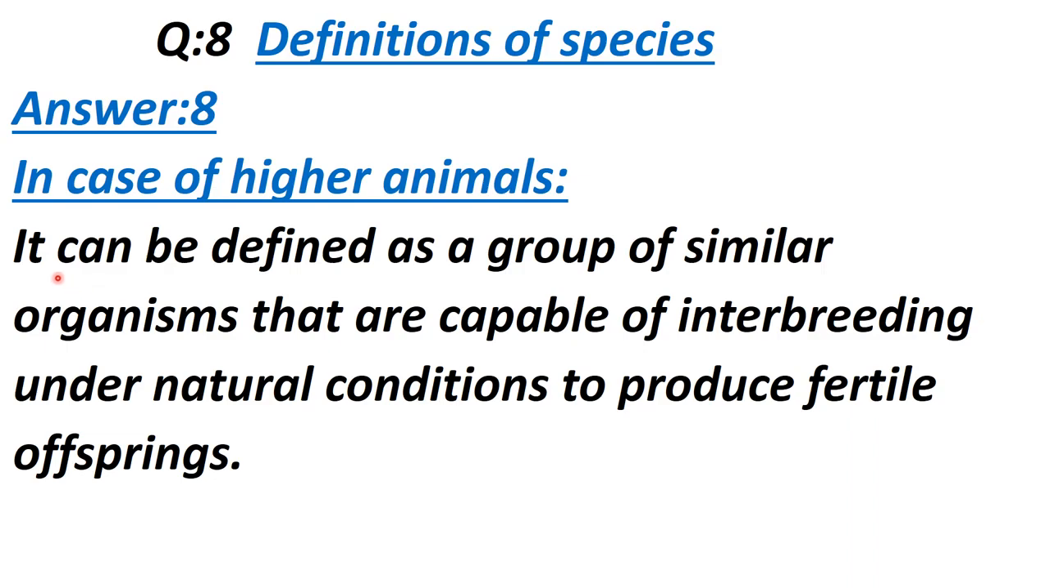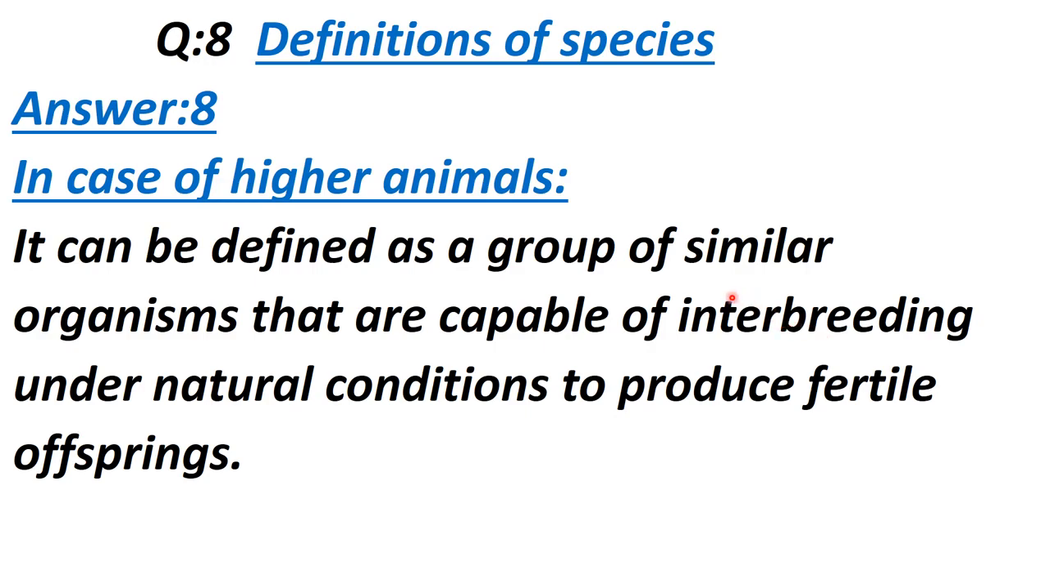For the higher animals, we can say that species can be defined as a group of similar organisms that are capable of interbreeding under natural conditions to produce fertile offspring. In this definition we are talking about interbreeding, and the term interbreeding is used in case of sexual reproduction only. You know, higher animals are sexually reproducing organisms, that's why we can use the term interbreeding here. So the higher animals which can interbreed among themselves will be under the same species.